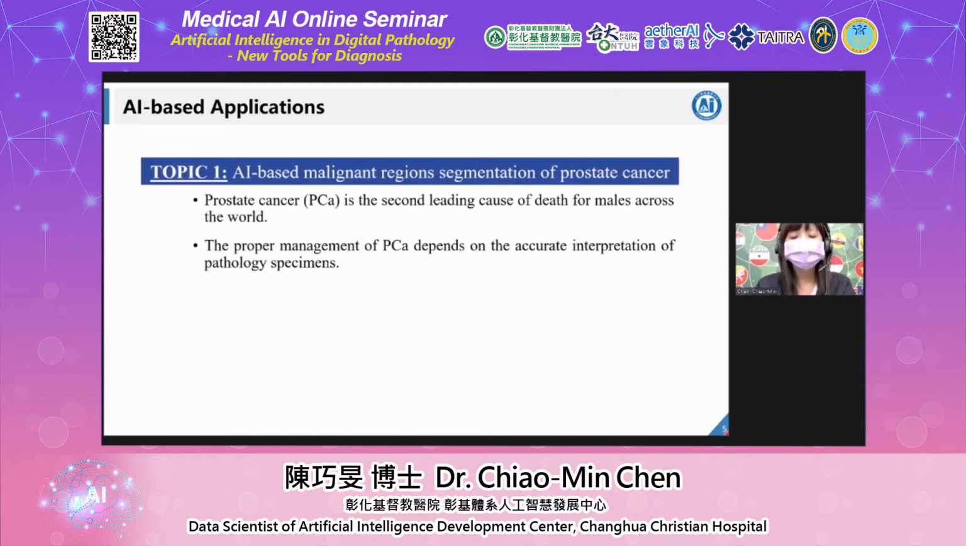Today, I'd like to share my 2 AI application researches in different digital pathology images. Topic 1 is malignant region segmentation of prostate cancer. The other one is image registration of several different protein sections, for the purpose of cell-level alignment to extract each protein and construct the protein interaction spectrum. Okay, let's move on. Topic 1.